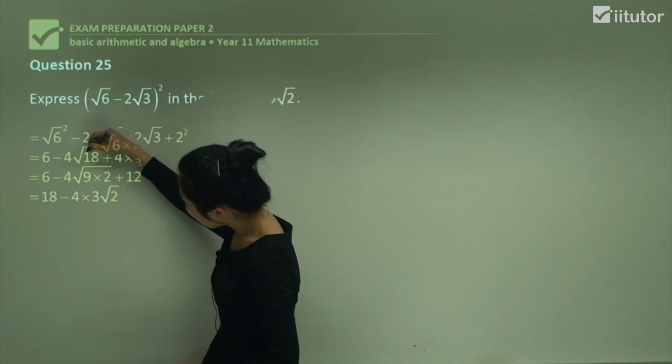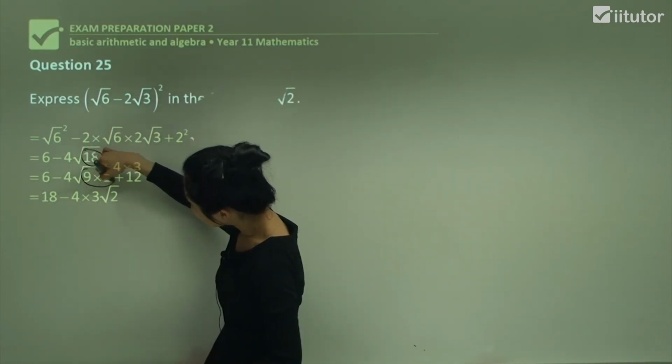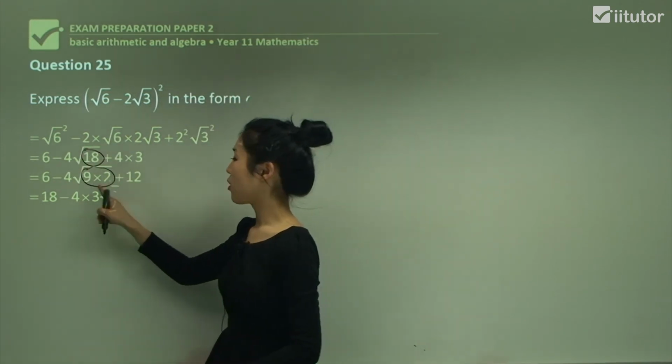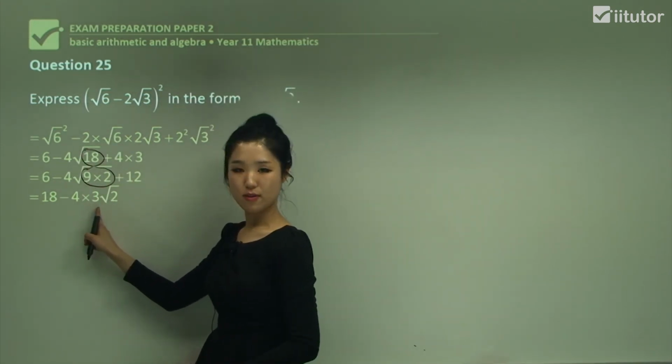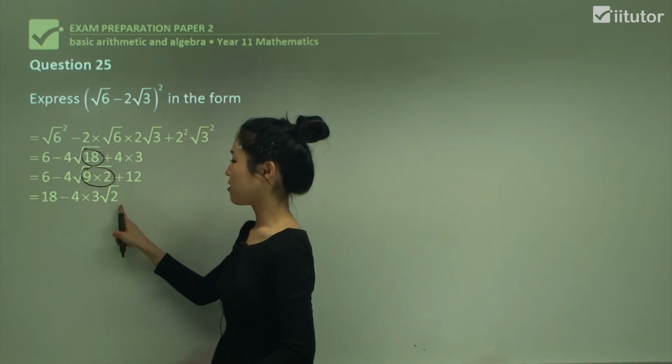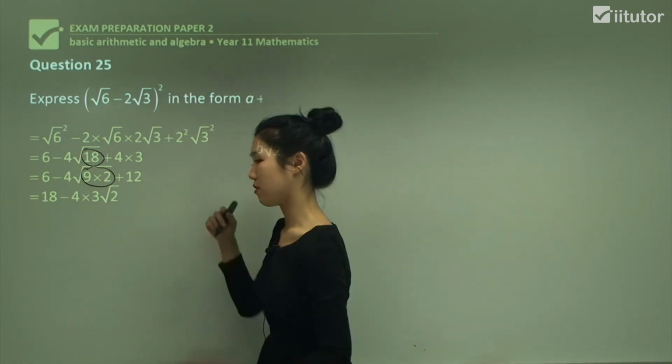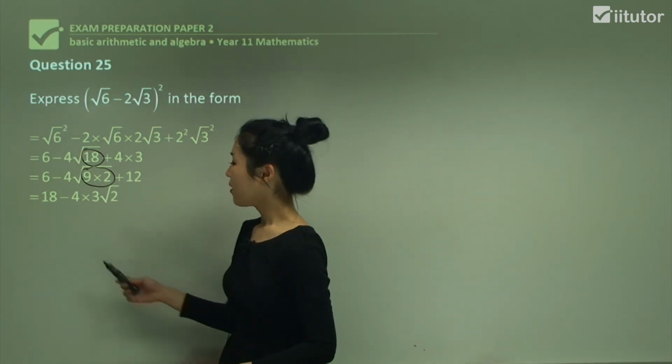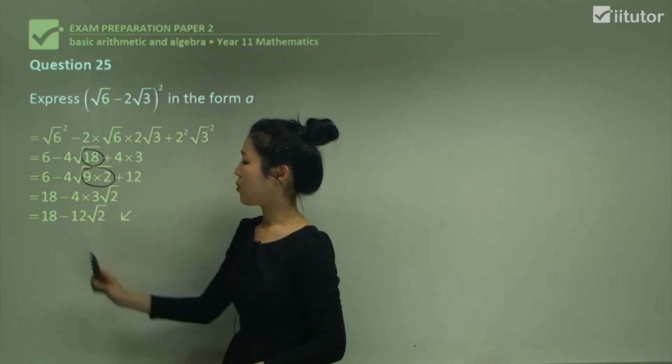And you should also know that 18 is 9 times 2. So root 9 is 3. So that's why the 3 pops out like that. And only the 2 is left inside the square root. So 4 times 3 is 12.